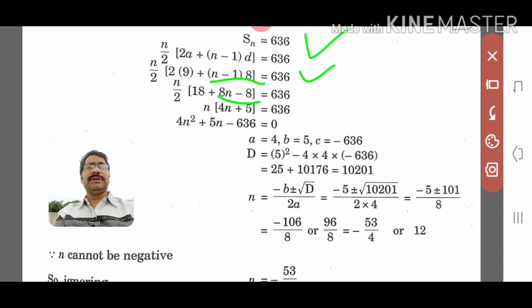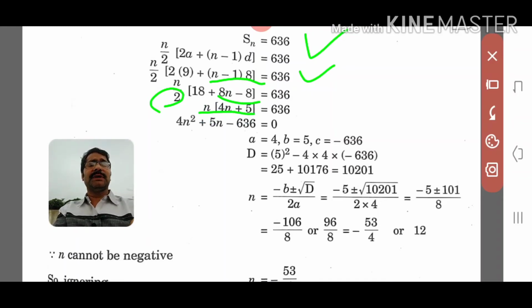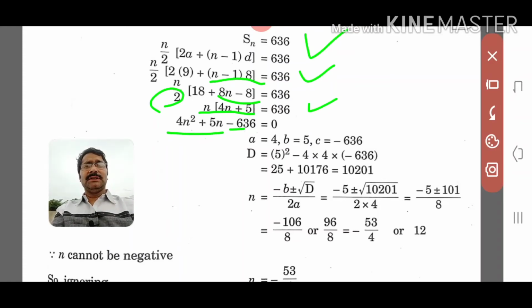Now we have 8n plus 10, and you take 2 common. That 2 will cancel with the outside 2, so the remaining is n(4n plus 5) equal to 636. Now you open the bracket, you get 4n square plus 5n. Taking 636 to the left hand side, you get 4n square plus 5n minus 636 equal to 0. Now this is a very big number, so we will use the quadratic formula, where a equals 4, b equals 5, and c equals minus 636.